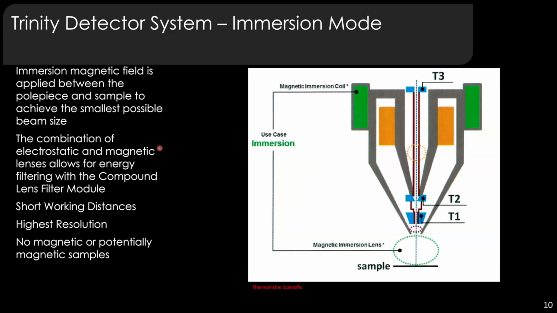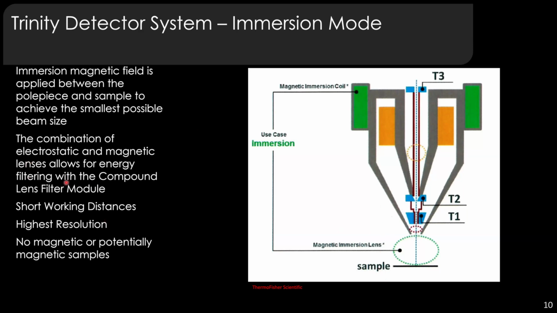Now, we also have immersion, where we can make a large magnetic field in combination with the electrostatic lenses to achieve a very small beam size striking the sample. It tends to be used at very short working distances, but it's our highest resolution in the system. However, we can't look at anything that's magnetic or potentially magnetic due to the danger of it being pulled up and hitting the pole piece that we have here.